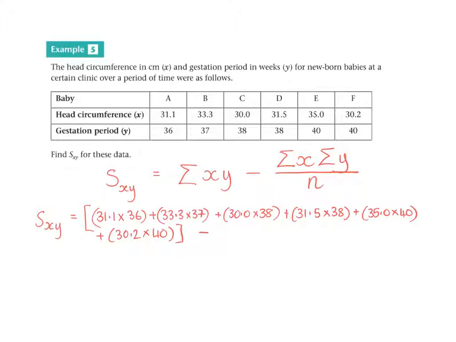So the sum of all the x's, so that's the first part, 31.1. So it's just quite a bit of number crunching going on here. You've got your calculators, it's fairly straightforward. You've just got to make sure that you haven't made any daft mistakes plugging these in. Now we're going to multiply that by the sum of all the y's.